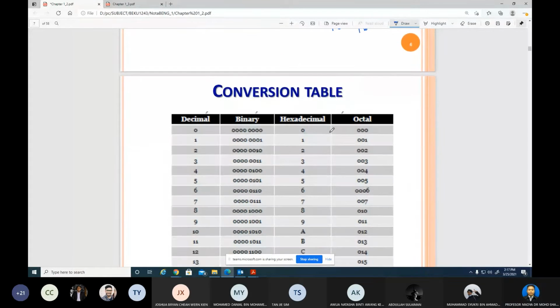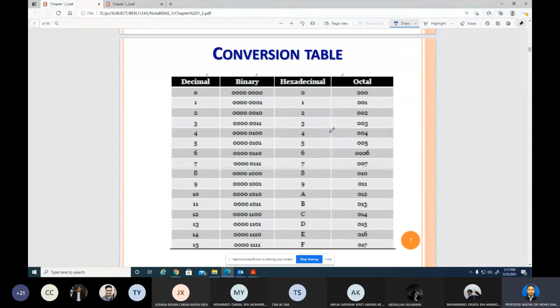Alright, so next is an example, the conversion table. As I have already mentioned in the group, suppose you have a calculator. Actually we can use the calculator to convert from decimal to binary, decimal to hexadecimal, decimal to octal, octal to hexadecimal, octal to binary, and so on. You can use the calculator straightforwardly. After that I will show the manual steps for how we can convert from binary to hexadecimal, or hexadecimal to binary, and so on.